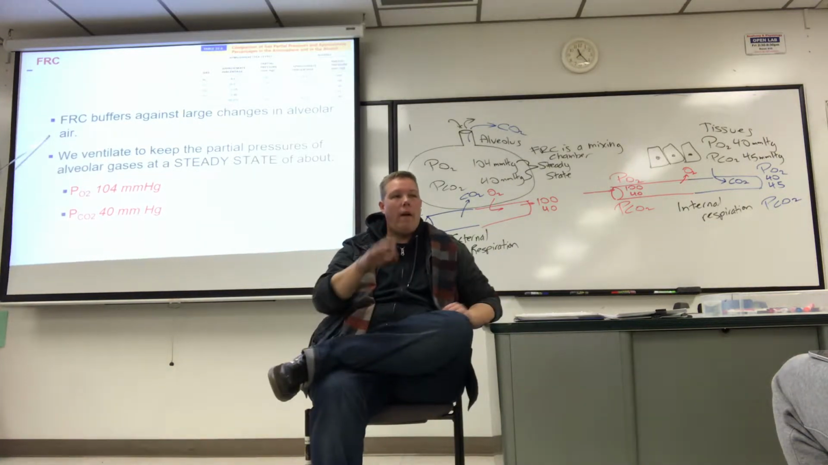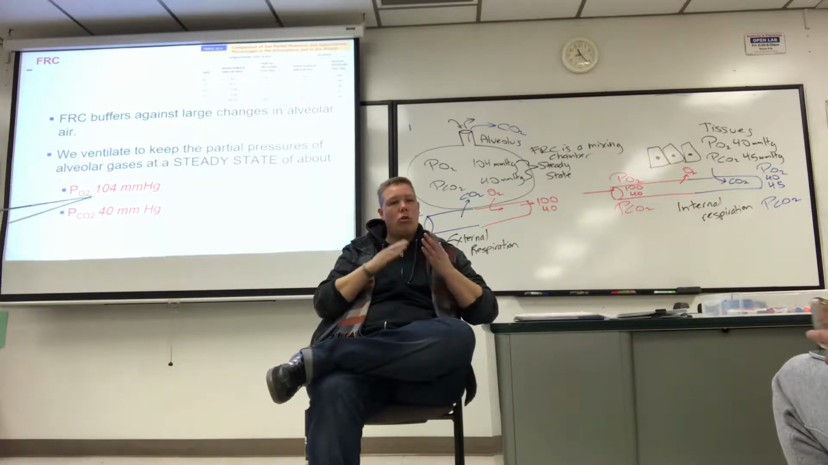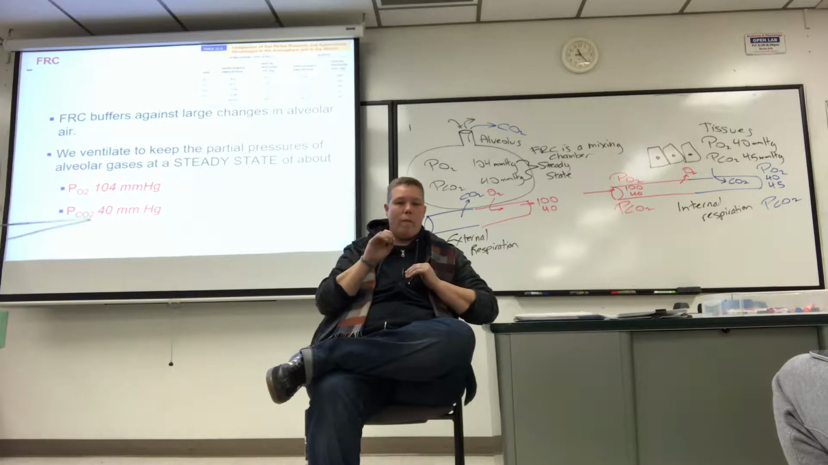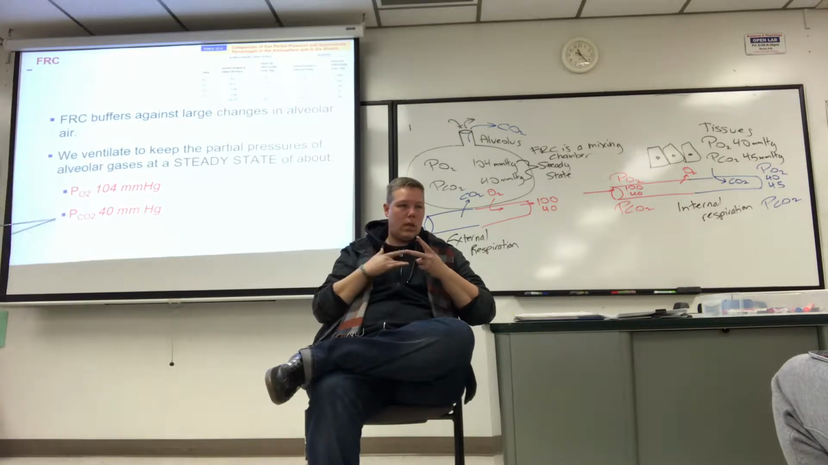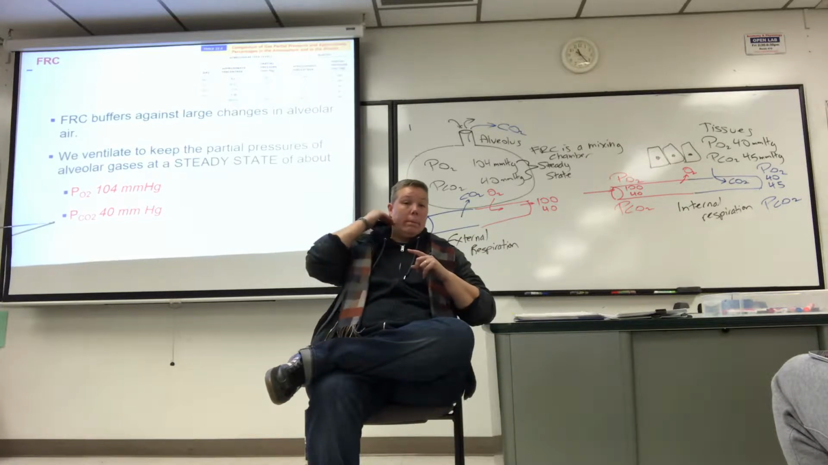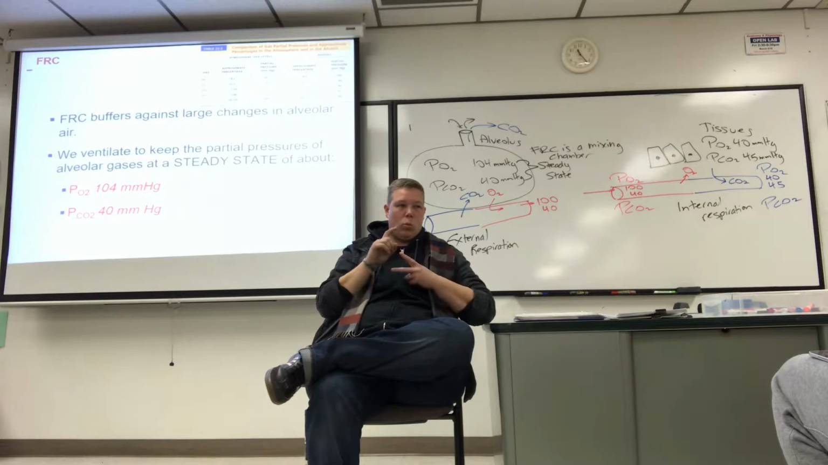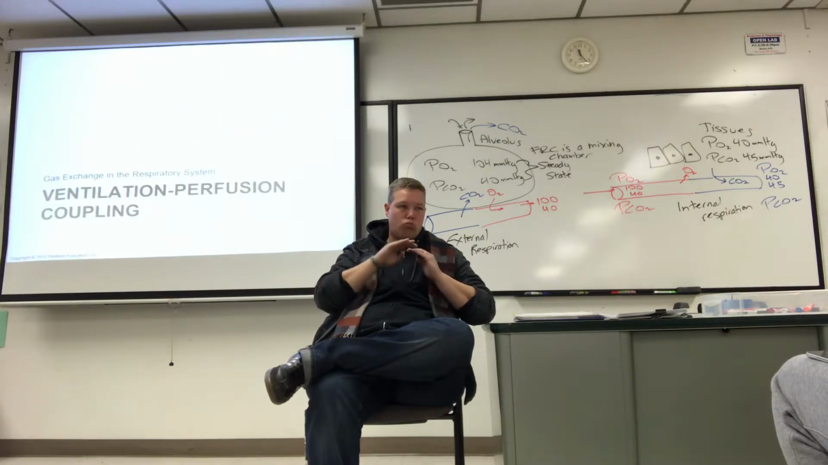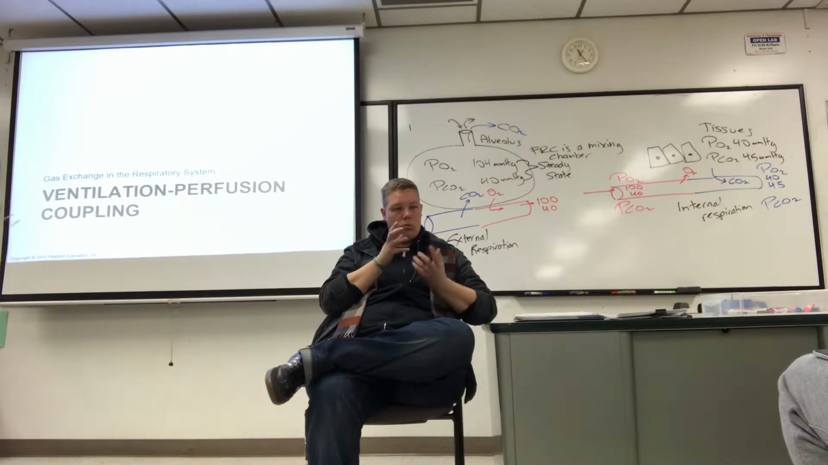FRC is that buffer. We ventilate to keep the partial pressures at around a steady state of 104 and 40. Those are the numbers that we usually report. We don't report a set of numbers for inspiration and a set of numbers for expiration. It's just these numbers. FRC ensures that we pretty much stay like that. So if you're ventilating, we have to couple it to proper blood flow, or perfusion. So these things are coupled.